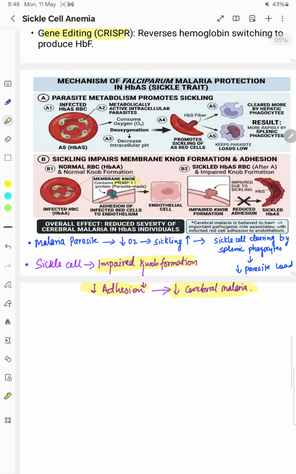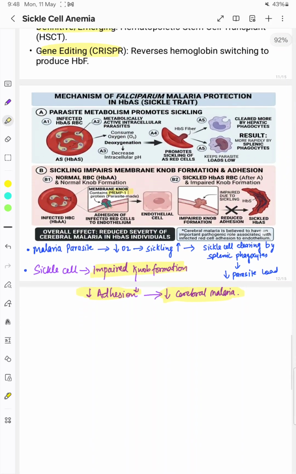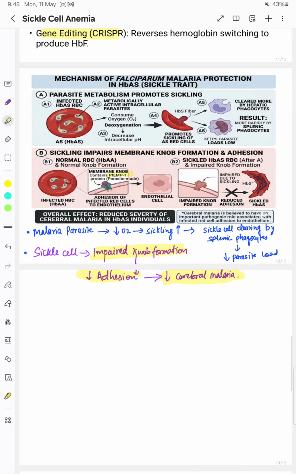So by these two mechanisms, sickle cell individuals are protected against falciparum malaria. One is that malaria causes hypoxia and promotes sickling, and these sickle cells are cleared by phagocytosis and decrease parasite load. And the second mechanism is that sickle cell has impaired knob formation, which ultimately decreases cell adhesion. So the incidence of cerebral malaria is decreased in sickle cell.